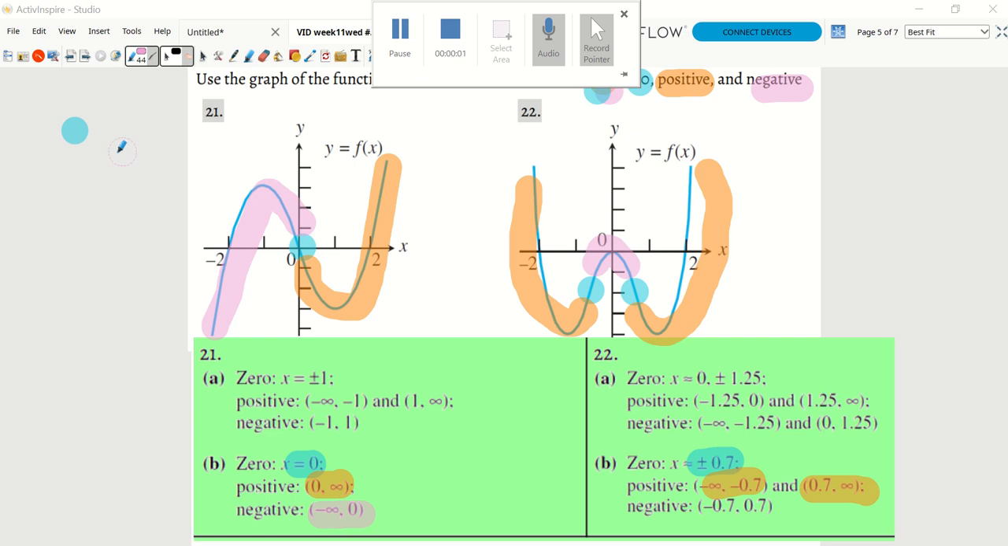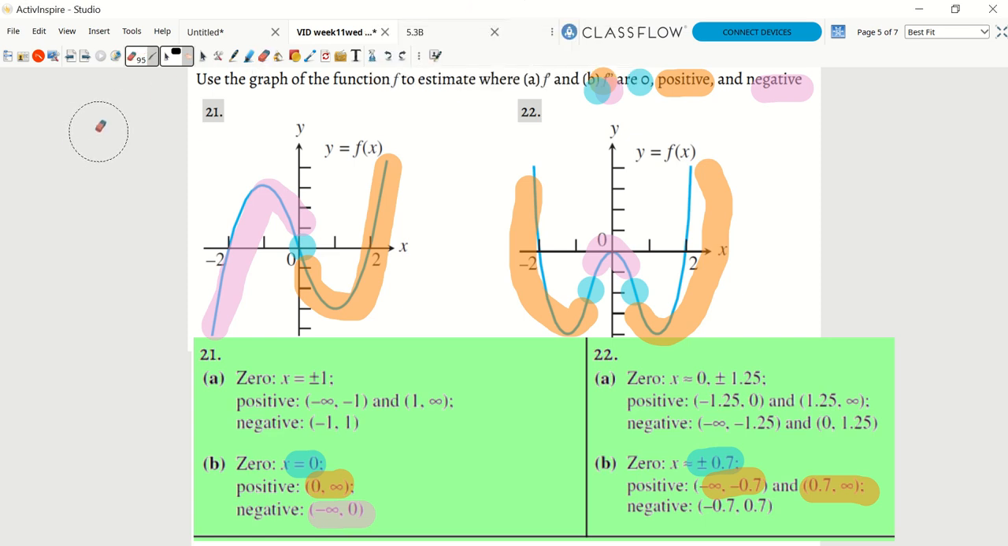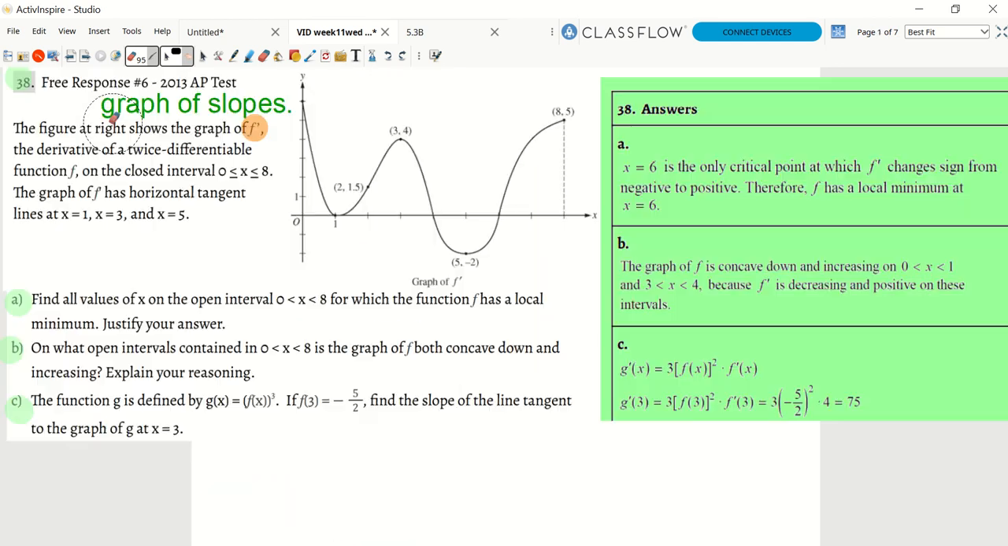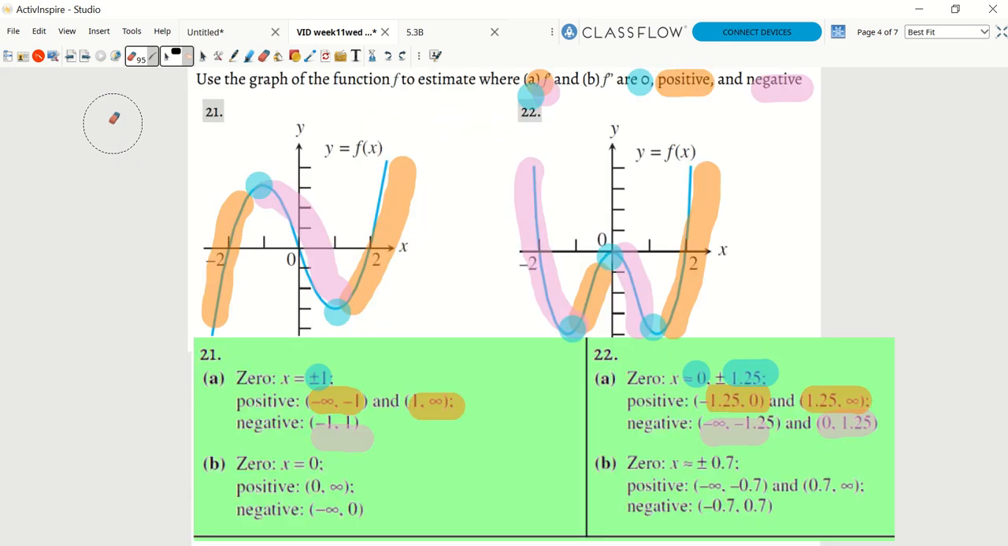All right, folks, here is a video on week 11 Wednesday's homework problems, number 21, 22, and number 38. Let's start with 21 and 22 over here. So let's start easy. The graph that's given is of f of x. Now, f prime is the easiest to do, so we're going to start with that.